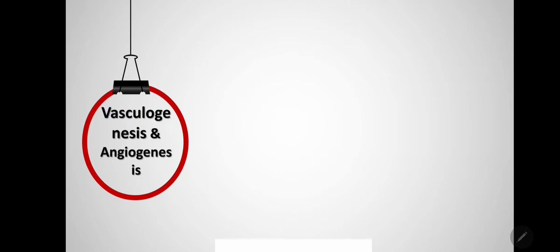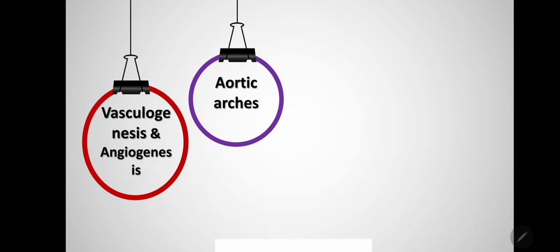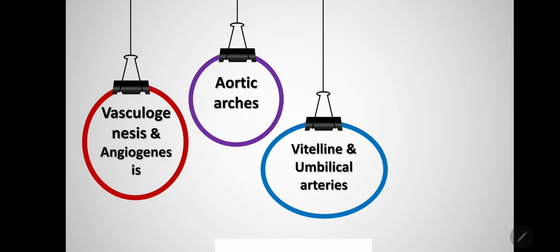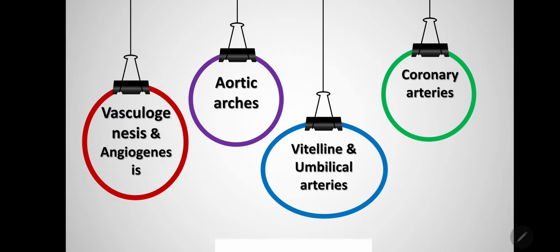And in this session we are going to see the development of major blood vessels under the following headings. First we will see what is vasculogenesis and angiogenesis. Then we will see the development of aortic arch arteries. Then we will see development of vitelline and umbilical arteries. Lastly, we focus on the development of coronary arteries.